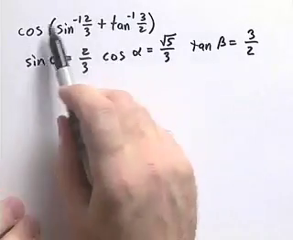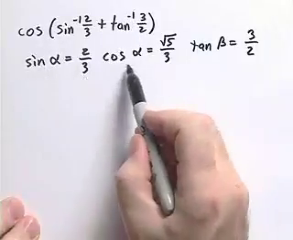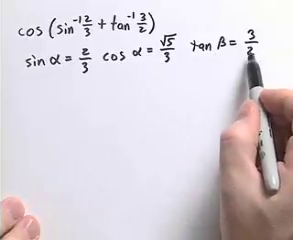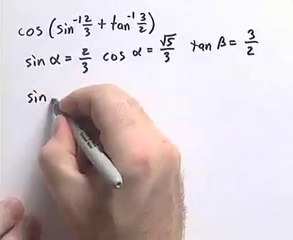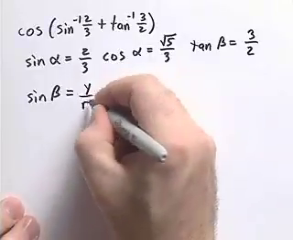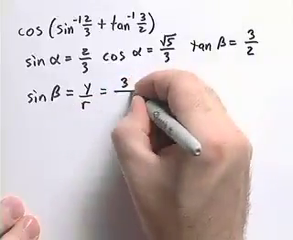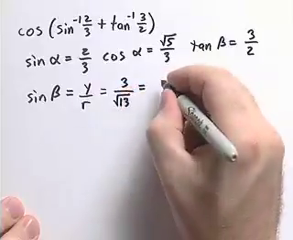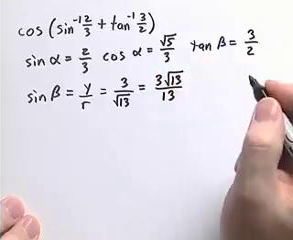Here we've rewritten the expression that we'd like to evaluate. We've also got the sine of alpha is equal to 2/3, cosine of alpha is equal to the square root of 5 over 3, and tangent of beta is equal to 3/2. We'd like to find the sine of beta. The sine of beta is equal to y over r, using the angle beta here. Y was equal to 3, and we found on the previous page that r was the square root of 13. So the sine of beta is equal to 3 times the square root of 13 divided by 13.